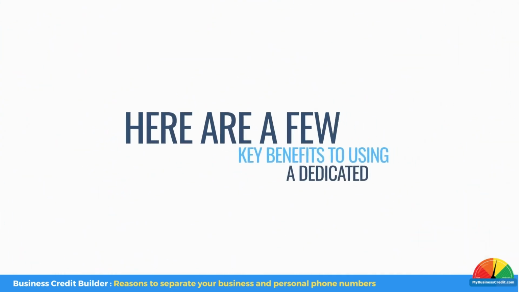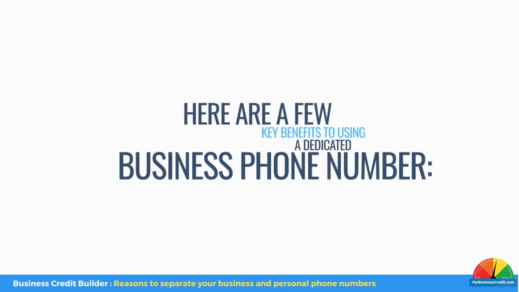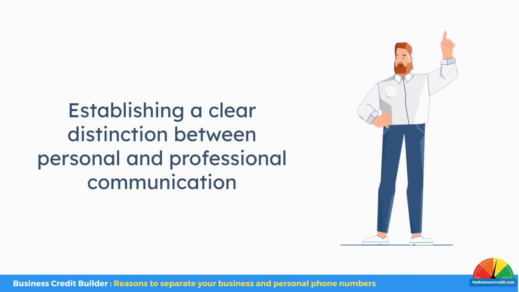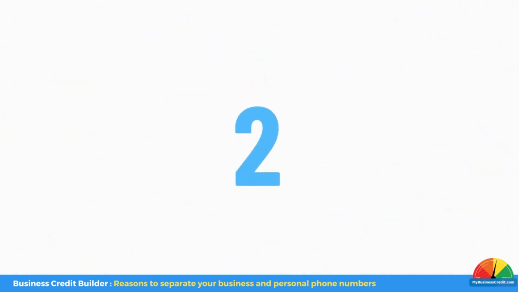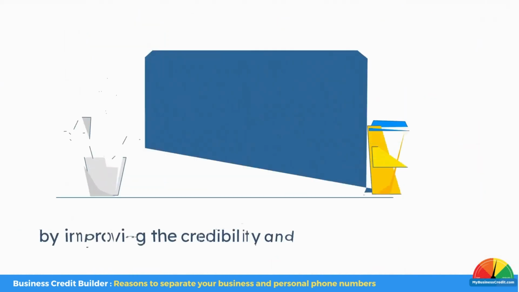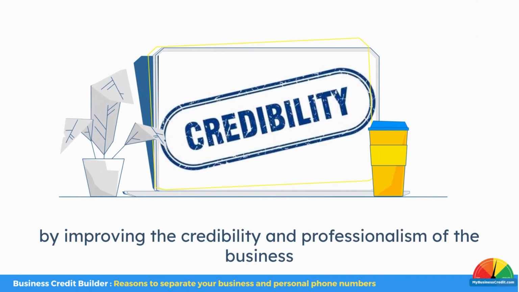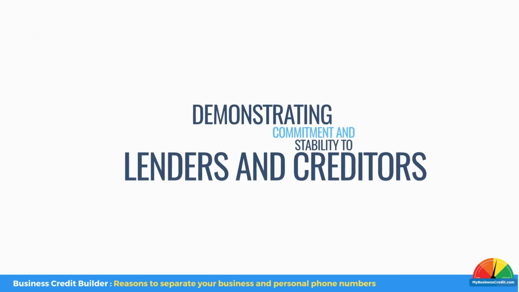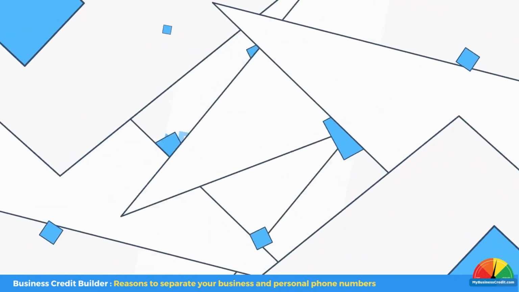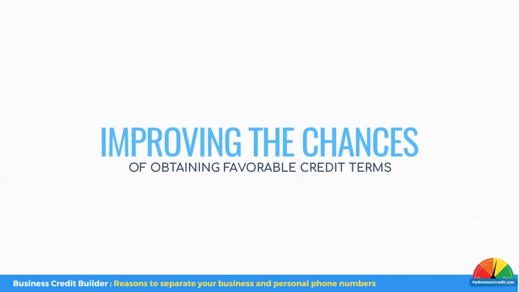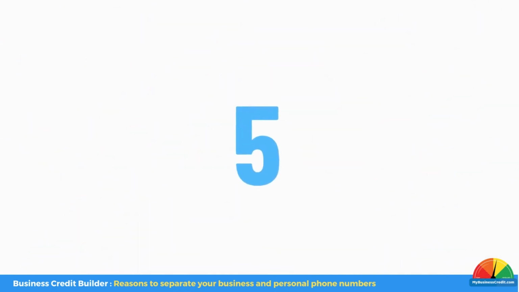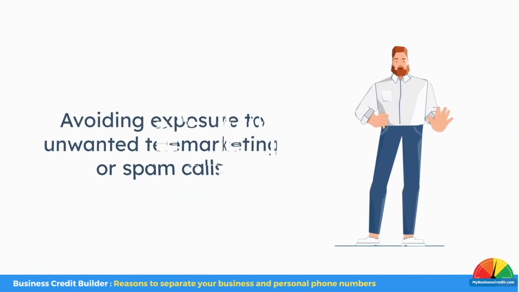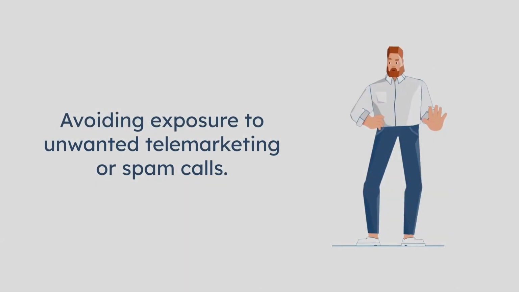Here are a few key benefits to using a dedicated business phone number. 1. Establishing a clear distinction between personal and professional communication. 2. Making lenders more comfortable by improving the credibility and professionalism of the business. 3. Demonstrating commitment and stability to lenders and creditors. 4. Improving the chances of obtaining favorable credit terms. 5. Compliance with privacy laws. 6. Avoiding exposure to unwanted telemarketing or spam calls.